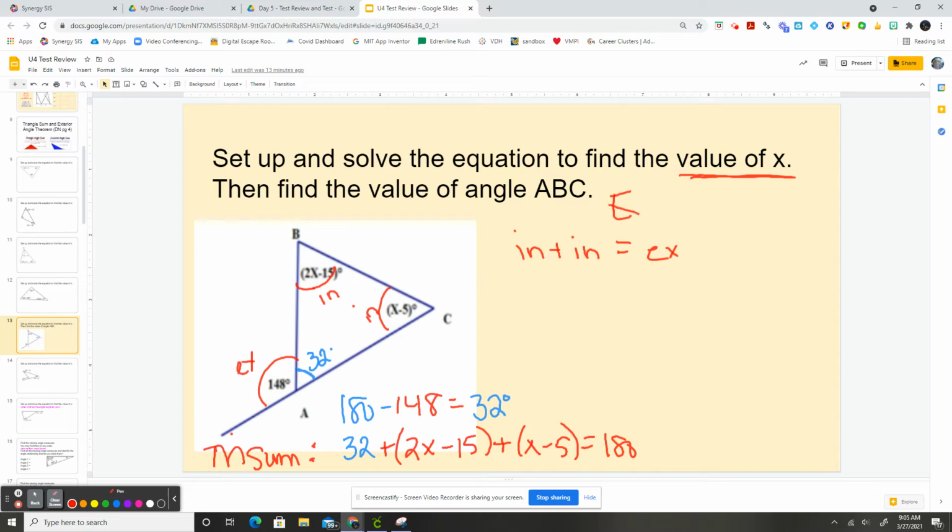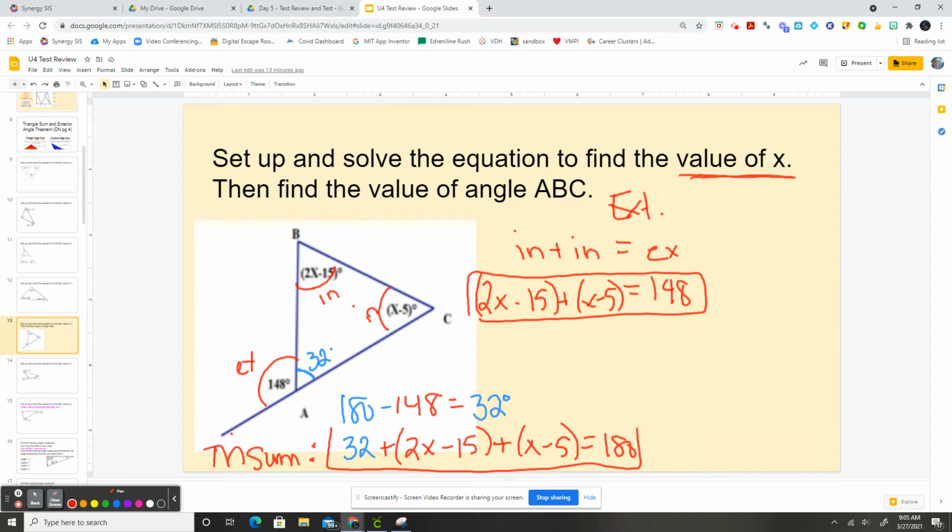If you use exterior angle theorem, then the outside, that 148, has to equal the sum of the other two. So 2x minus 15 plus x minus 5. This equation and this equation are going to come out to be the exact same thing, because when I subtract 32 from both sides, I'm going to get 148. Okay, so then you just combine like terms. 2x and 1x is 3x, and minus 15 and minus 5 is minus 20.